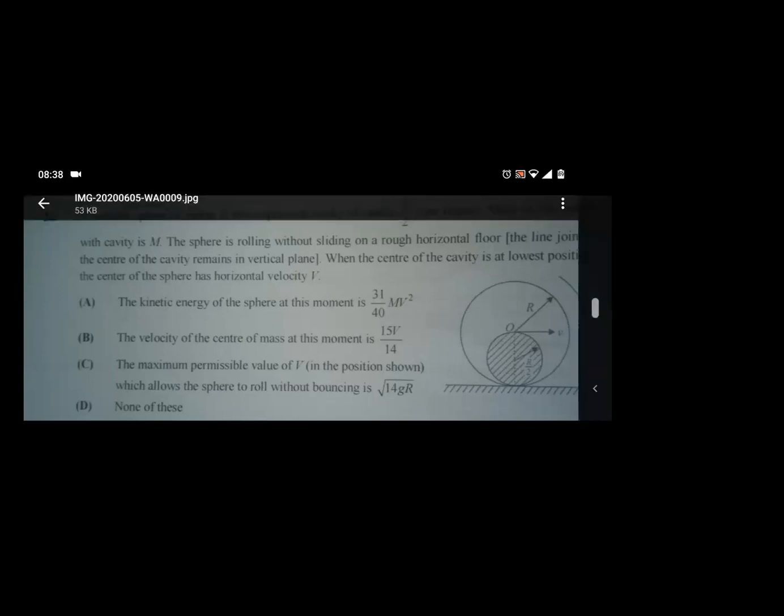Kinetic energy, we have to find out the velocity of the center of mass of the sphere. All these things we have to find out. The maximum value of v which allows the sphere to roll without bouncing. Okay, go through the question.